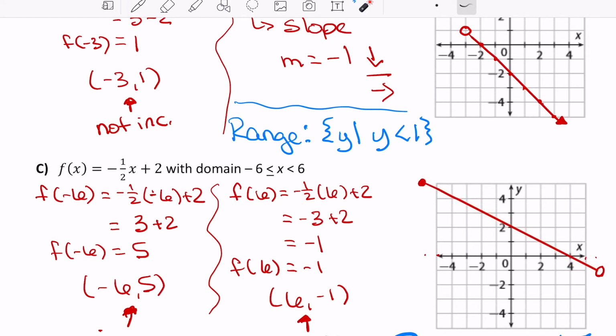To write the range in inequality notation, we still read it from the bottom up. So here's my starting point at -1, and I'm going to extend it all the way up to 5. As an inequality, -1 is less than y, less than or equal to 5.